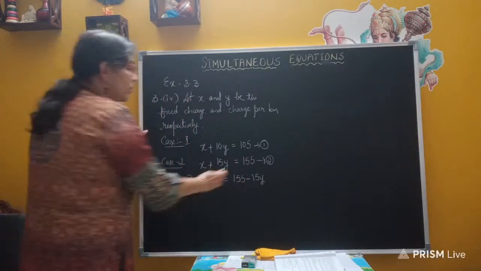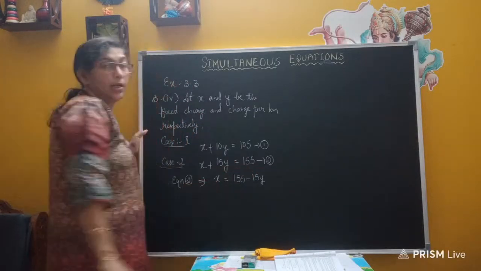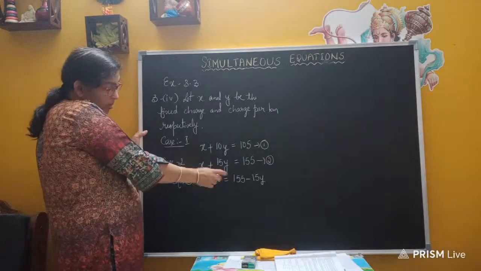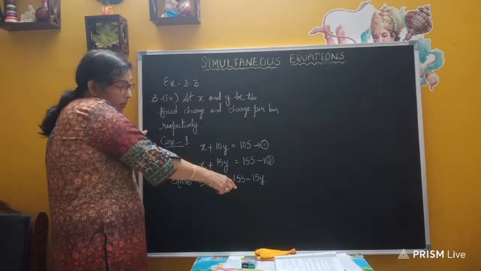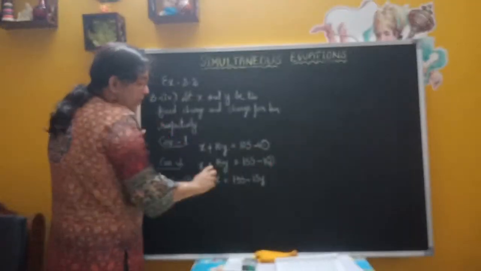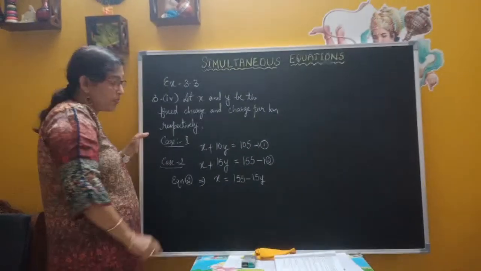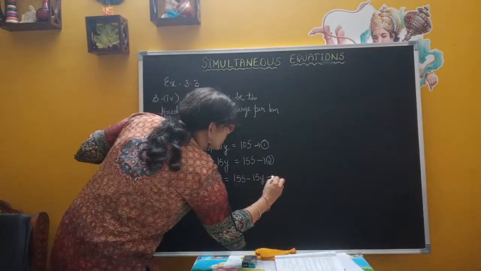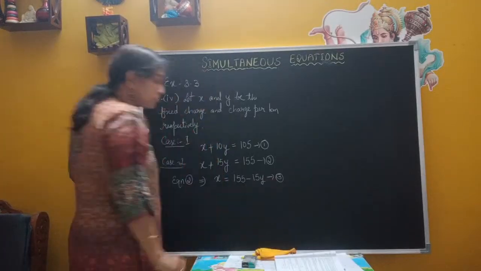Okay, this is the required form. I will keep one variable on the LHS. X I can take here, taking x as the dependent variable and y as the independent variable. So 155 minus 15y, transpose 15y to the RHS, so minus 15y. This is equation 3.